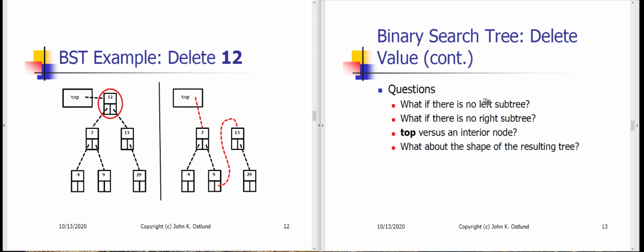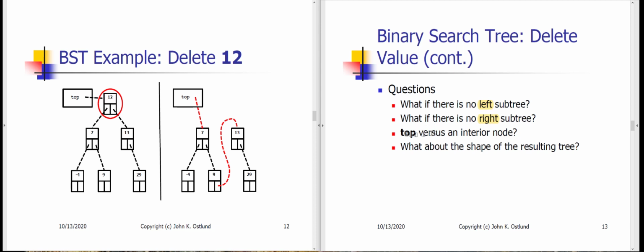What do we do if there is not a left subtree? Well, in that case, we can just move the right subtree up and have it become the top, and we're done. What if there is no right subtree? Well, that's even easier. We move the left subtree to the top, and we're done. We don't have to worry about hooking the right subtree onto the bottom right of what used to be the left subtree.